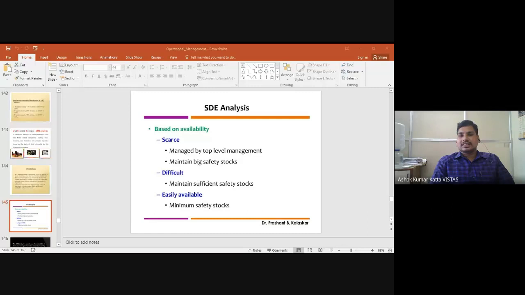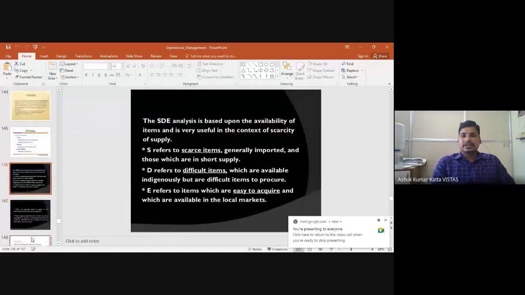Some worker may ask about difficult resources, or another worker may ask for easily available resources. But you must know the designation of the employee and which department they are working in. Are they eligible to get the materials from our department? You need to verify with the inventory manager and then dispatch. So SDE is one of the important analyses that we need to study and follow.